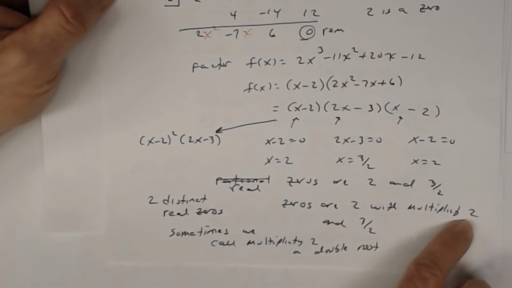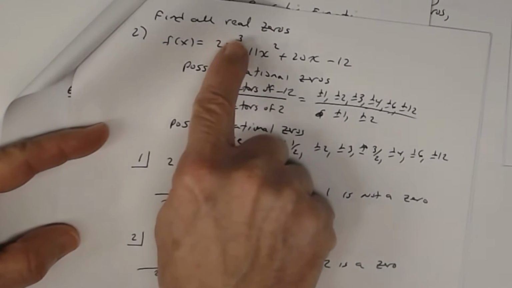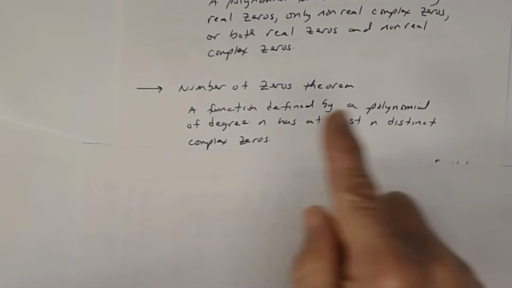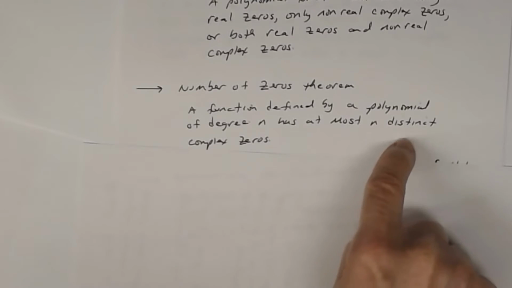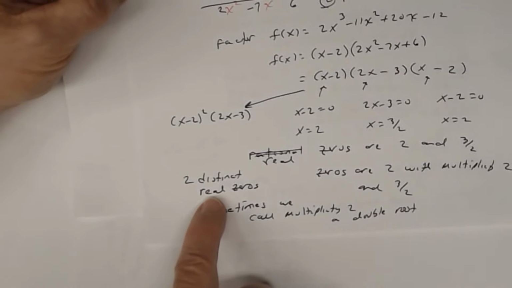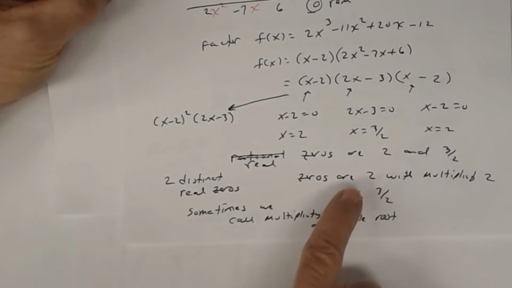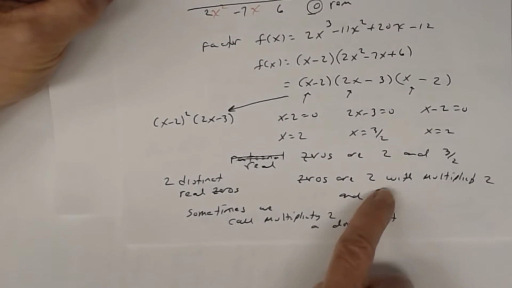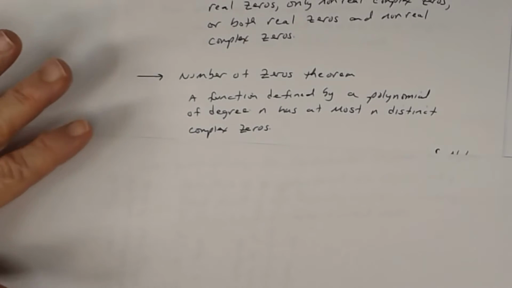All right, so this has 3 solutions, okay? But this theorem says a function defined by a polynomial has at most n distinct solutions. So this has 2 different solutions. And it just happens that again 2 occurred twice, 3 halves occurred once. So that's what that theorem says. As we go through our lesson today, we're going to mention these things again.